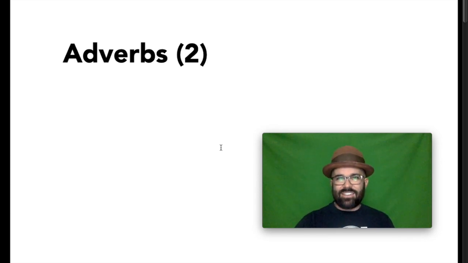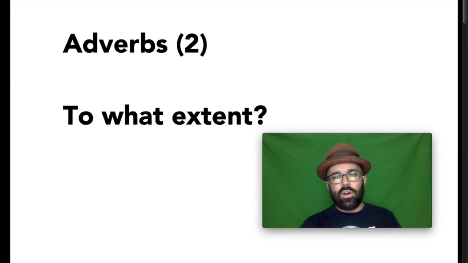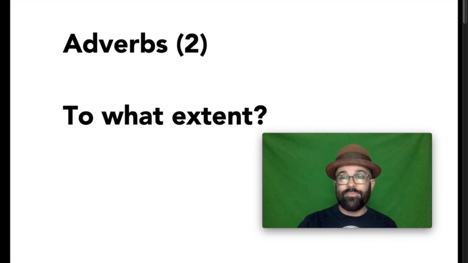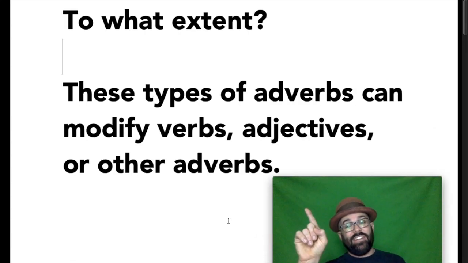Today, Adverbs, the sequel. If you haven't checked out Adverbs Part 1, I highly recommend you do that first. That one covers the more common types of adverbs. The adverbs we're going to be looking at today answer one simple question: To what extent? Adverbs Part 1 answered the questions how, when, and where. This question's a little bit different. There's more. Write this down, because you're going to need to know it.